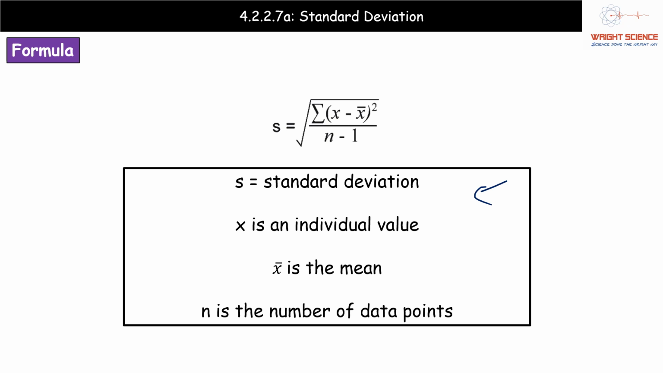So let's break this formula down to make sure we understand what we need to do first of all. So S is our standard deviation, and that is the square root of the sum. So remember that little Greek sign there means sum of, and that is X minus X bar. So X is an individual value, X bar is the mean, and we're going to square that. And then we divide that by n minus 1, where n is the number of data points. So as I've said, we don't need to learn the formula, we just need to know what those bits actually mean.